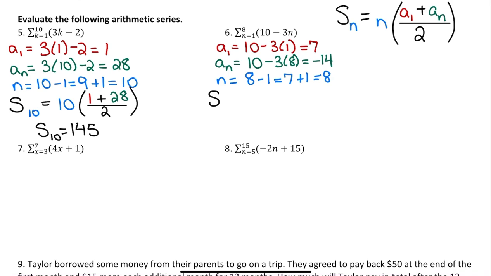So the sum of those 8 terms will equal 8 times the first term, which is 7, plus the last term, which is negative 14, and we'll divide that by 2. So the sum of these terms is going to be 20.